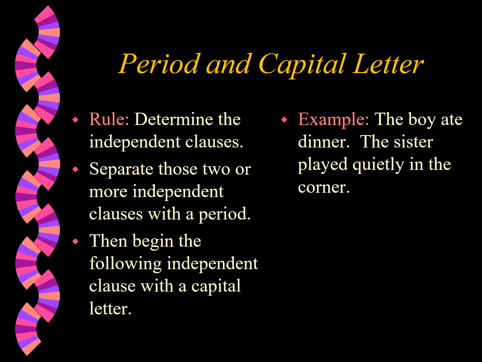One of the most popular and easiest ways to fix a run-on sentence is by using just a plain period and capital letter. So first, again, determine your independent clauses, and then separate those 2 or more independent clauses with a period. Then begin the following independent clause with a capital letter. For example, the boy ate his dinner, period, capital T, the sister played quietly in the corner.